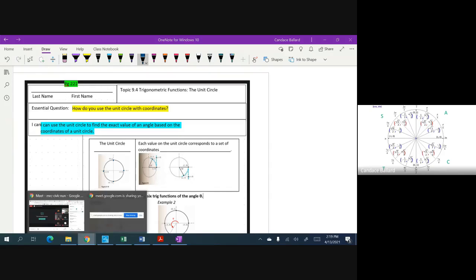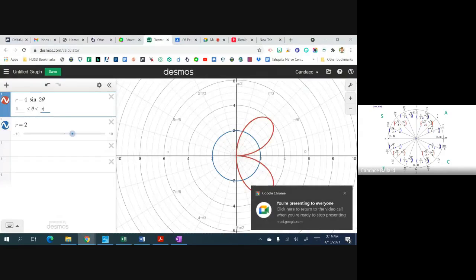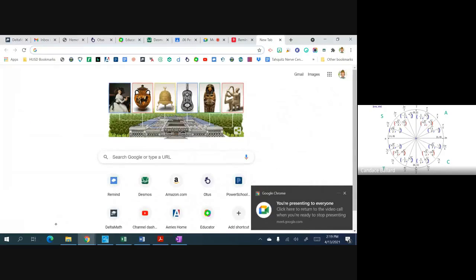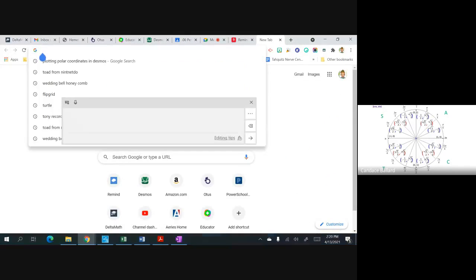And let me talk. I was going to play with Desmos for just a minute. Oh, there's a Desmos right there. Oh, not that one. But that looks cool, doesn't it? That's my other class. All right. Oh, I'm just going to type in Desmos.